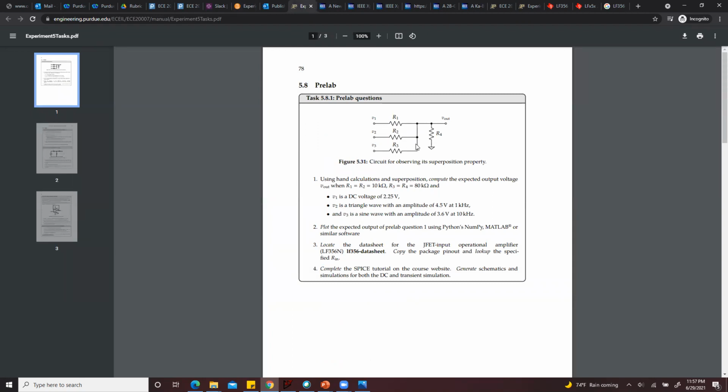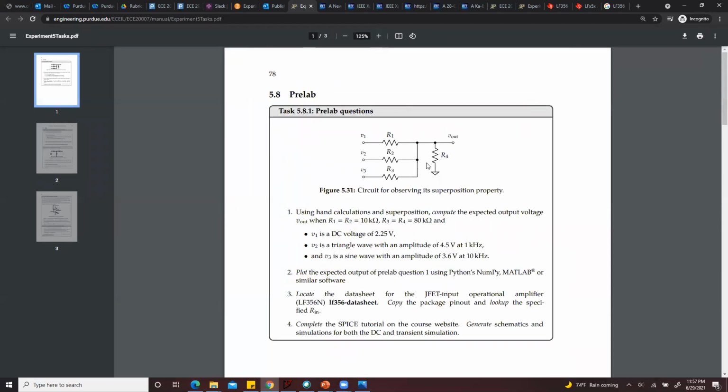First of all, I want to talk about the pre-lab really quick. This is the question. You have wave 1, wave 2, and wave 3, three separate input voltages. Then you want to calculate the output voltage. In this case, you will use the method called superposition. You want to calculate the output voltage due to each input separately.